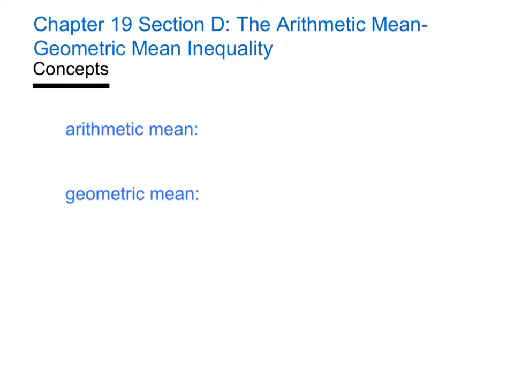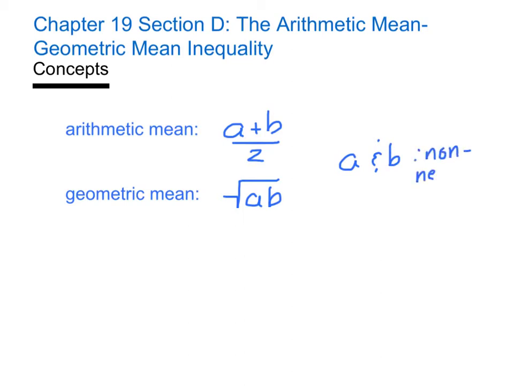The arithmetic mean of two non-negative or positive numbers is a plus b, or the sum of the two numbers, divided by 2. Whereas the geometric mean is the square root of the two numbers multiplied together, or the square root of AB. And again, A and B have to be non-negative. Now this would also include 0, as 0 is neither negative nor positive.